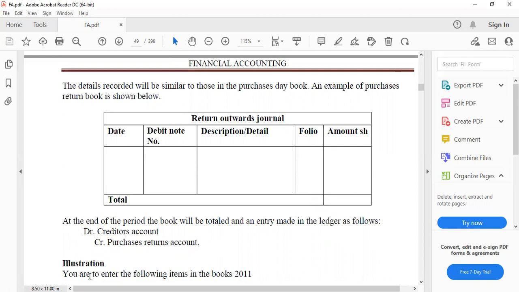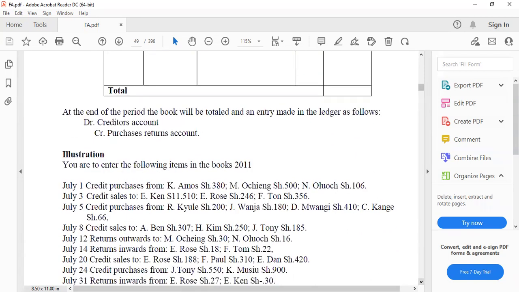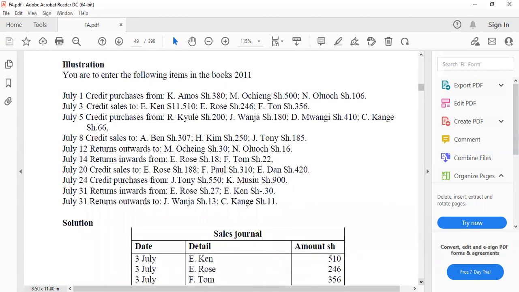So that is how return inwards will look like. Let's look at an illustration here. You are to enter the following items in the books of 2011. Credit purchases from K. Amos, this one. These are credit purchases. They will move to purchases, the book.